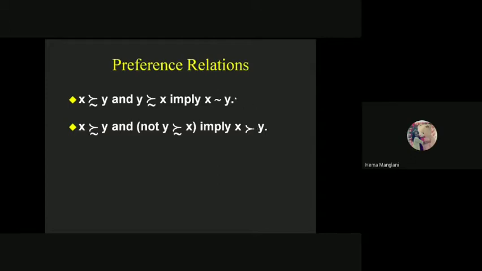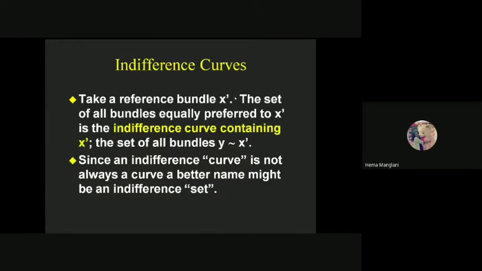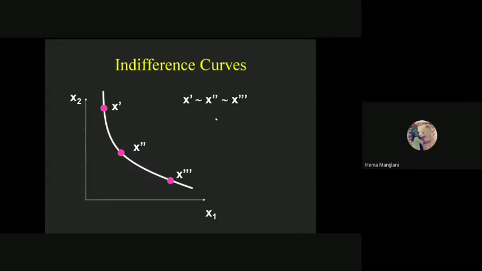Now we know that the indifference curve has these assumptions, like the axioms and all. Take a reference bundle X. The set of all bundles equally preferred to this X prime is the indifference curve containing X prime, the set of all bundles Y indifferent to X prime. So to understand this, I will go to this slide.